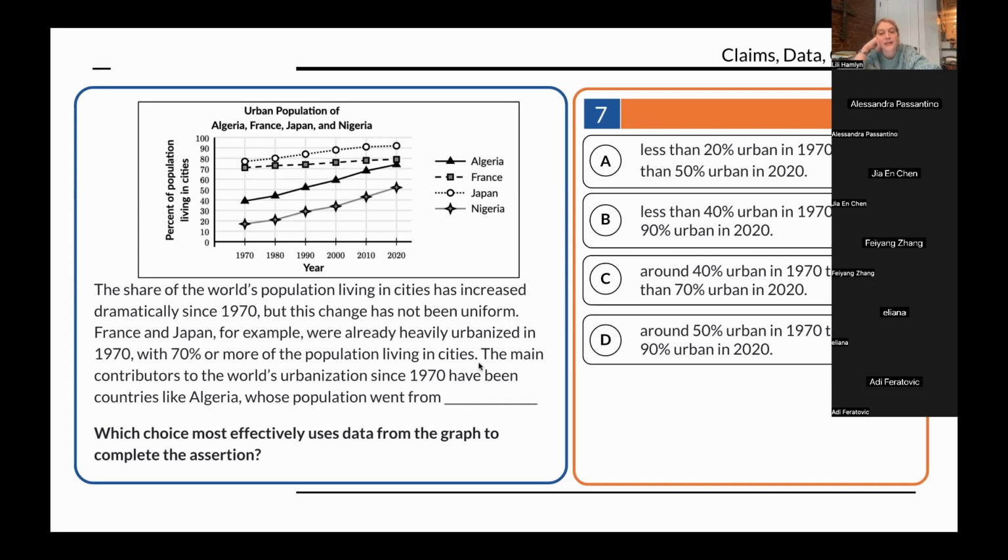Then we can just skip, since we're asked which choice most effectively uses the data. We look at the last sentence here. We don't really need to read all of this, but it says the main contributors to the world's urbanization since 1970 have been countries like Algeria, whose population went from, and we can see that the correct answer here is from around 40% to more than 70%. Great. Any questions on that before we move on to the next kind? Perfect.